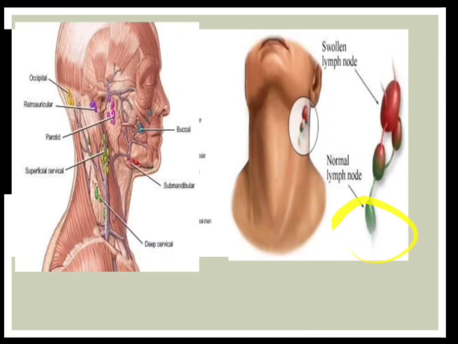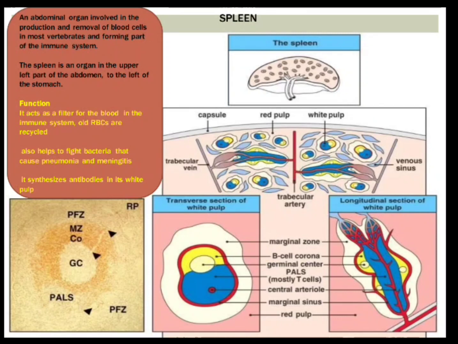If you see, this is a normal lymph node, and this is the lymph node which is participating in the destruction process, the infected one. So this is the swollen lymph node. This is what I had told you in the previous part. Moving on to another structure, that is the spleen. The spleen is another secondary lymphoid organ.